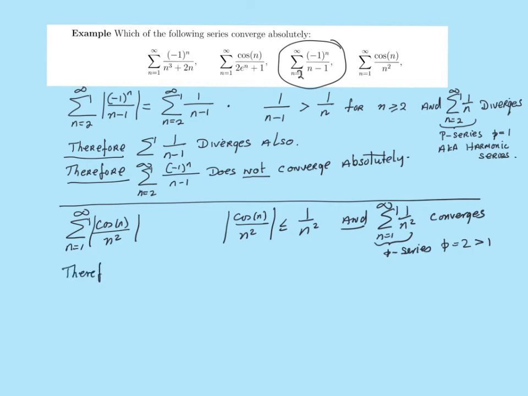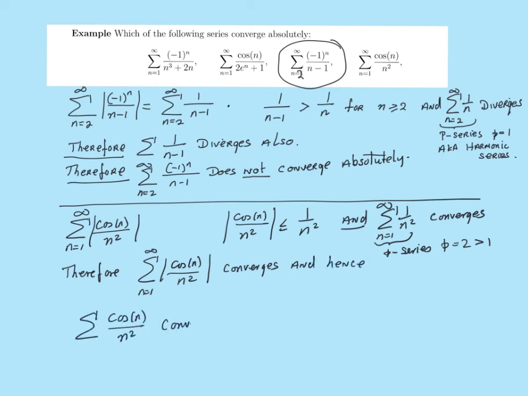Therefore, by the comparison test, the sum from 1 to infinity of the absolute value of cosine n over n squared converges. And thus we can conclude that the sum of cosine n over n squared converges absolutely.